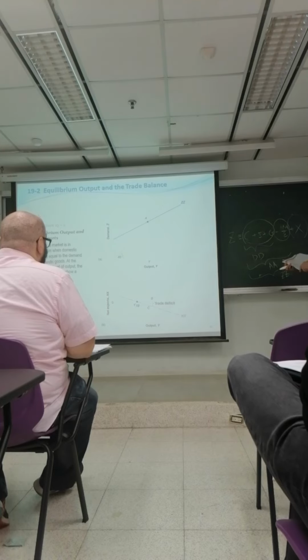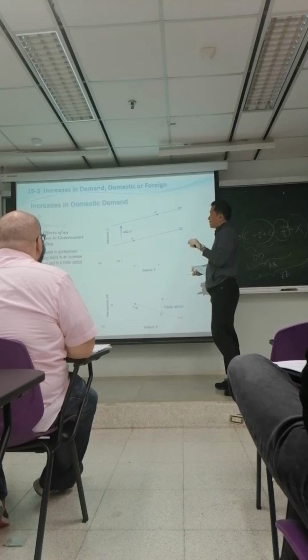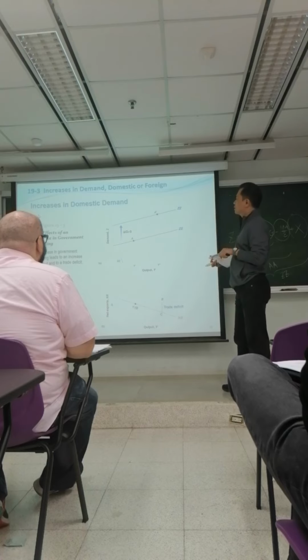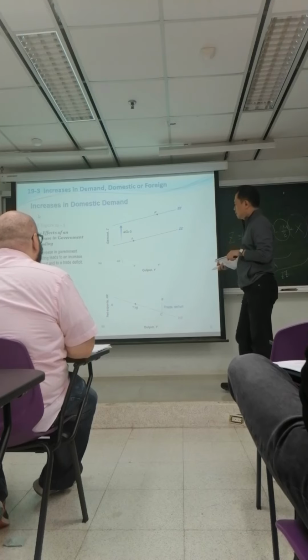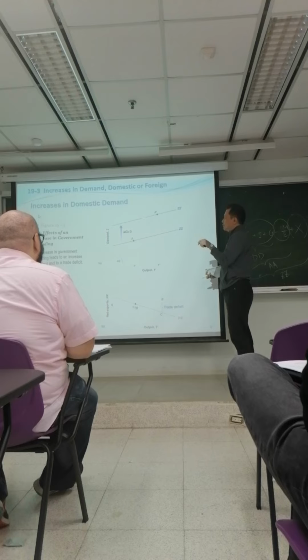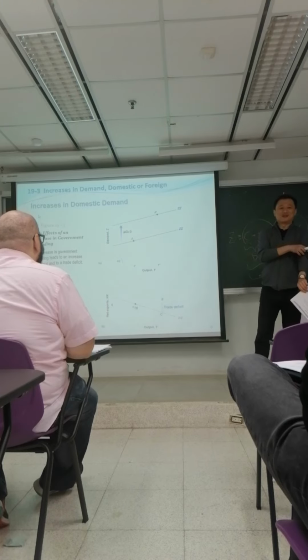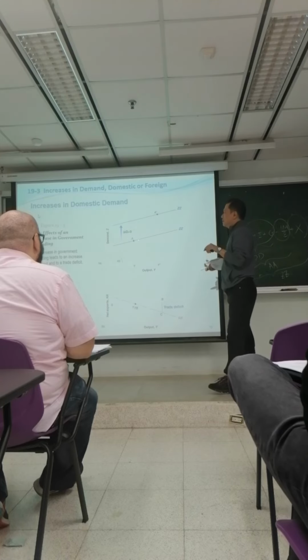Now let's assume that we have a change in the economy. Okay, say we have an increase in domestic demand. Here we assume that we have an increase in government spending, capital G. We all know that when G rises, ZZ line will shift up, right? Yes, good. Okay, so the equilibrium of the goods market will move from A to A prime, right?